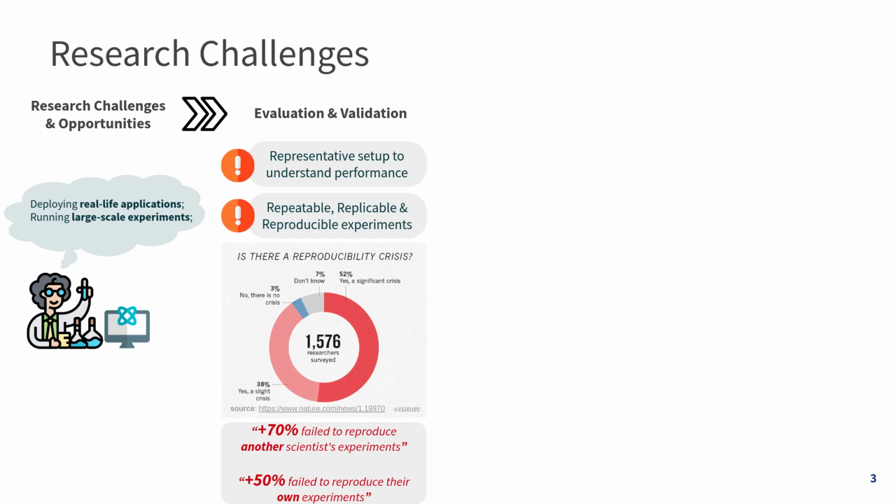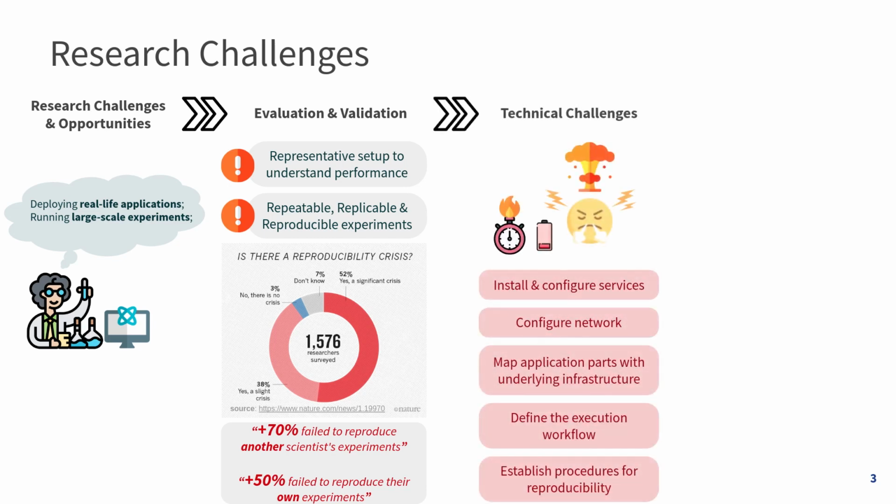So, in order to successfully accomplish those two crucial aspects, researchers face two new technical challenges, since achieving a representative setup to understand the performance requires the installation and configuration of many services and parts of the applications in the computing continuum. It also requires the configuration of the network, the mapping between application parts and the underlying infrastructure, defining the execution workflow, and also following well-established procedures for reproducibility.